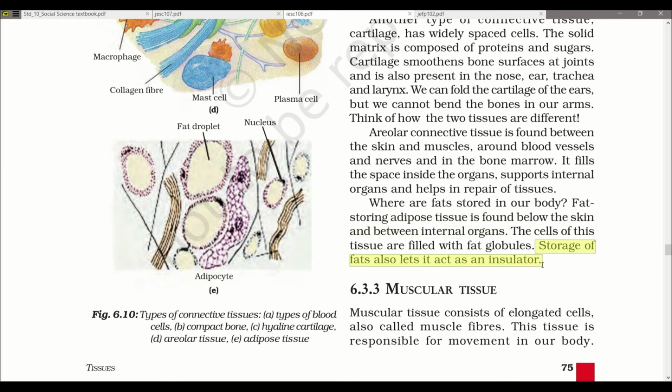So during the winter season, you can bear the chilling winter due to the fat present in your body. You can maintain the body temperature with respect to the environment temperature due to this fat present in between your skin and the internal organs.